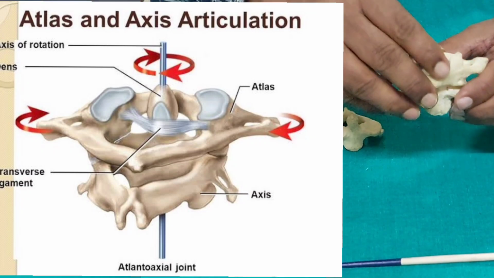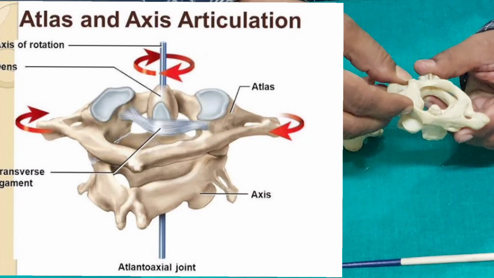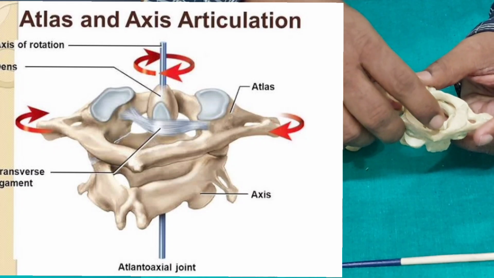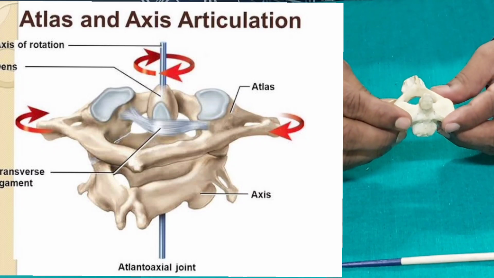This is the atlas. So when the atlas and head rotate, this odontoid process acts as an axis. So it is called the axis or second cervical vertebra.